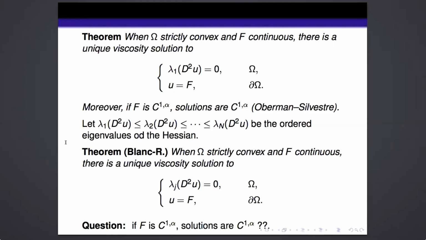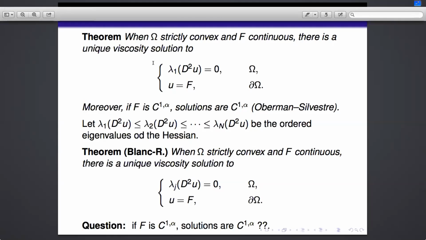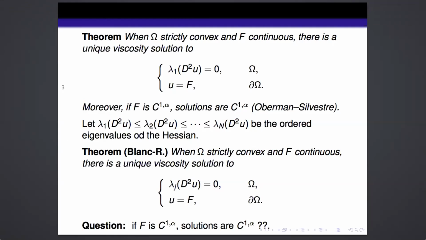One question that I don't know how to solve is the regularity issue. For lambda 1, it is known that if the boundary data is C1 alpha, then the solution is C1 alpha inside. For lambda j, for the jth eigenvalue, this is not known.